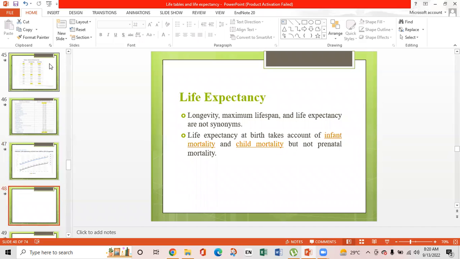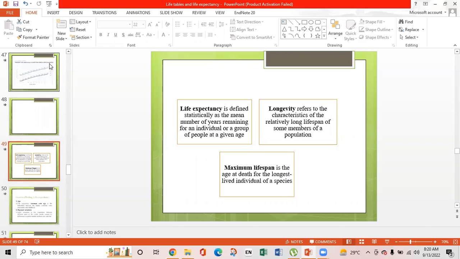Life expectancy, longevity, and maximum lifespan are not synonyms. Life expectancy at birth takes account of infant mortality and child mortality, but not parental mortality. Life expectancy is defined statistically as the mean number of years remaining for an individual or a group of people at a given age. Longevity refers to the characteristics of the relatively long lifespan of some members of a population. Maximum lifespan is the age at death for the longest lived individual of the species.